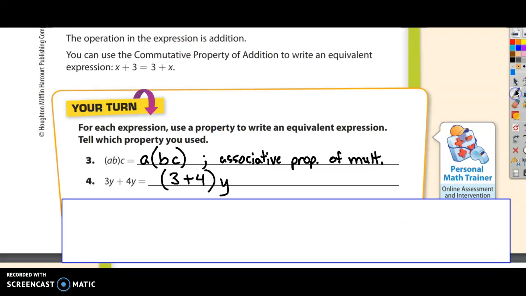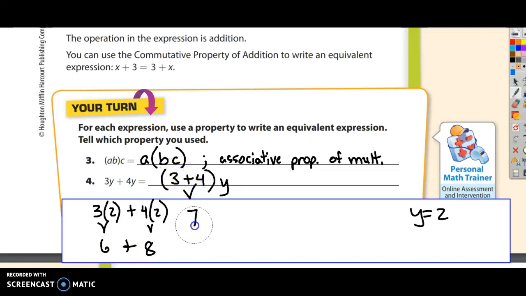All right, the one they gave us, over here I'm going to write y is equal to 2, and over here I'm going to do 3 right next to 2 means 3 times 2, plus 4 right next to 2 means 4 times 2. 3 times 2 is 6, 4 times 2 is 8, 6 plus 8 is 14. Over here, I have 3 plus 4 is 7, times 2 is 14.